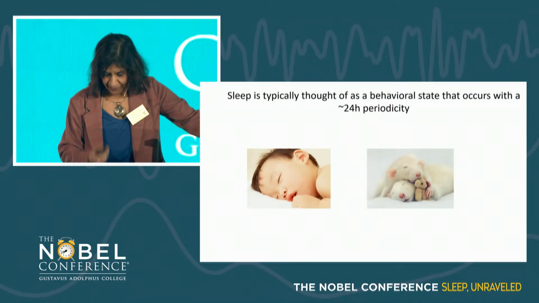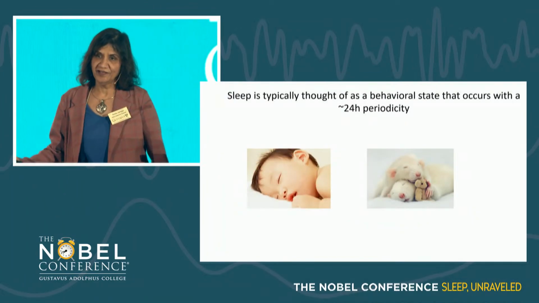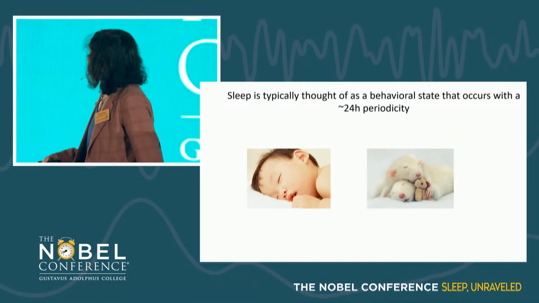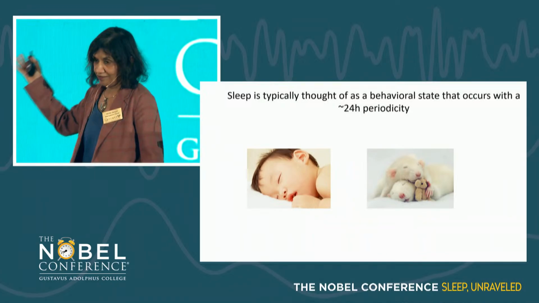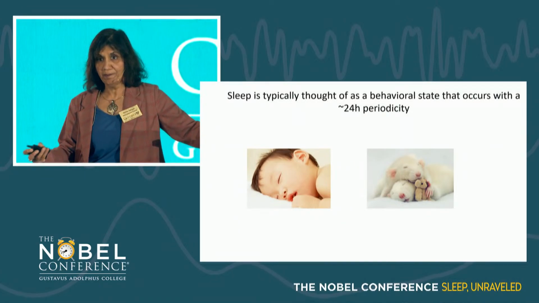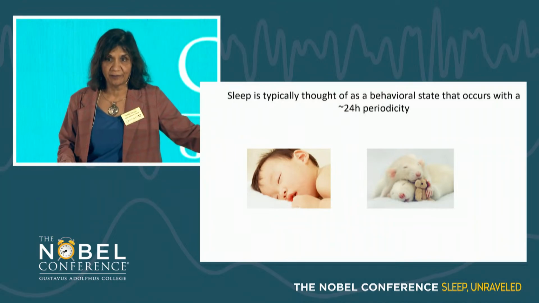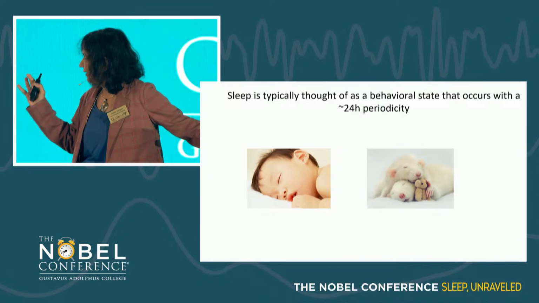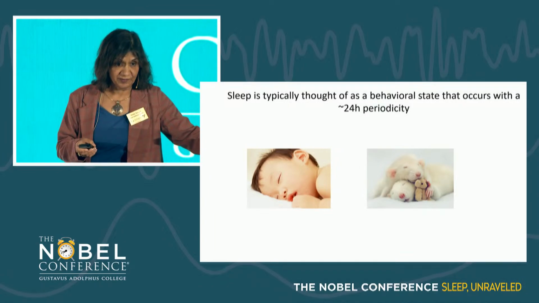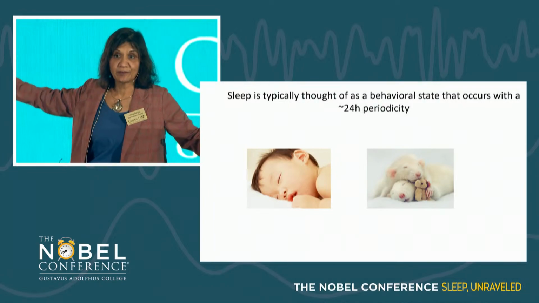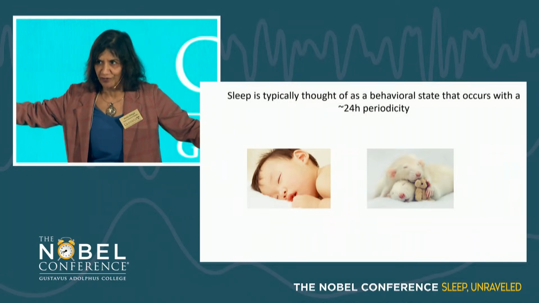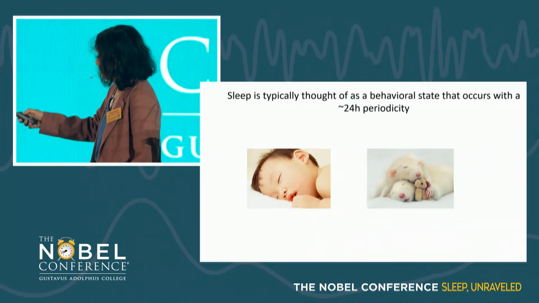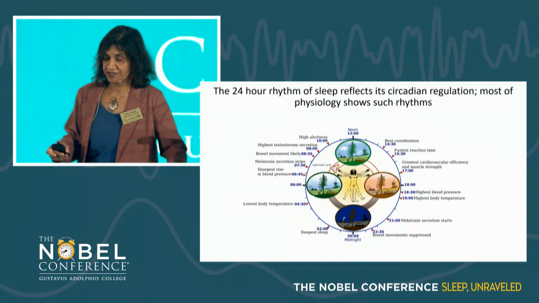So, why a fly? And for this, I'm going to have to go to circadian rhythms first, because sleep is a rhythm which occurs with a periodicity of about 24 hours. And this circadian rhythm is found in almost all organisms. And not the rhythm of sleep, but just rhythms in general, 24-hour rhythms are found in almost all organisms. And these rhythms, as I just alluded, are not just of sleep.